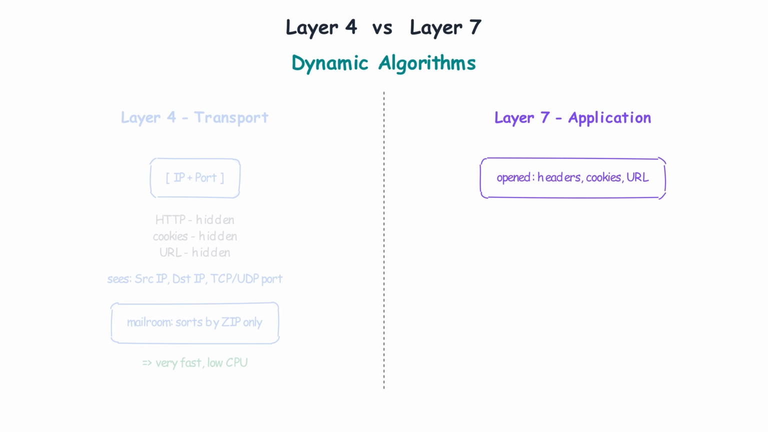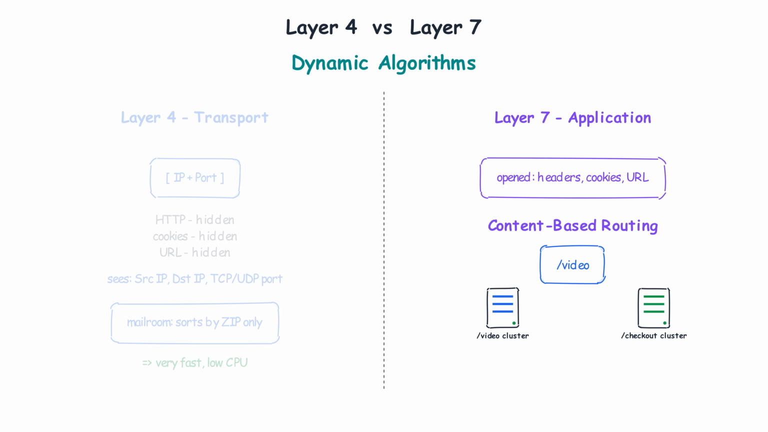They can unpack the network data and inspect the actual HTTP headers, cookies, form data, and the precise URL path. This allows for content-based routing. Imagine you run a massive entertainment site. A user requests mysite.com/video. A Layer 7 load balancer reads that URL and intelligently routes the traffic directly to a specialized cluster of video streaming servers. If the user clicks mysite.com/checkout, it safely routes them to a highly secure payment cluster.